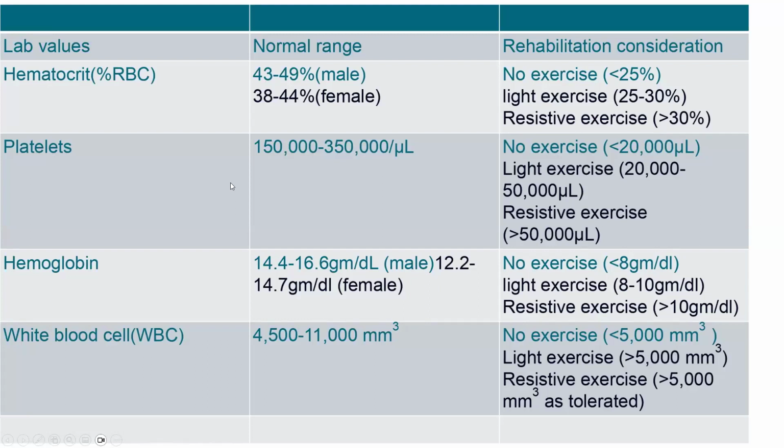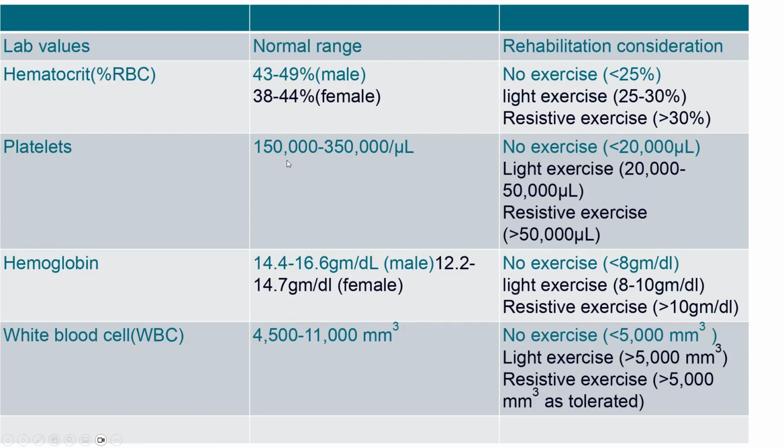Let's look at lab values. What are the normal lab values, the normal range, and what are the rehabilitation concentrations for us? Hematocrit, the percentage of RBCs within the blood. The normal range in males should be about 43 to 49%, and females 38 to 44%. If you see a patient with hematocrit less than 25%, no exercise. 25% to 30%, light exercise. More than 30%, resistive exercise can be resumed.